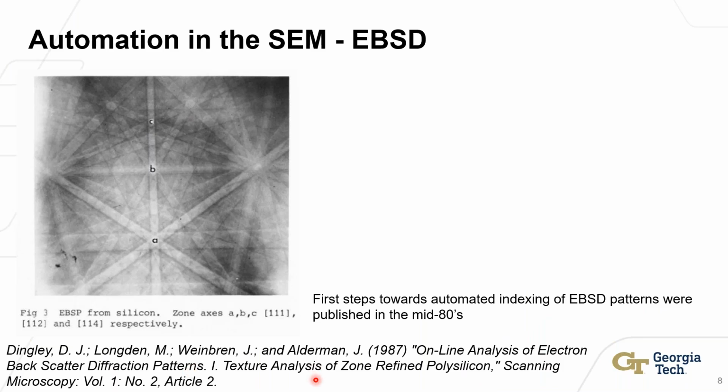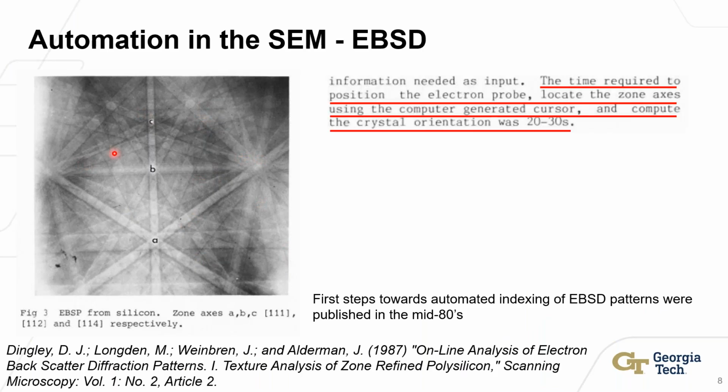Back in the mid-80s, David Dingley developed quasi-semi-automated techniques to extract the orientation from an EBSD pattern. So here we see an EBSD pattern. It's just looking at silicon. In the initial approach, you'd go through and identify the zone axes, run it through a program to extract out the orientation. As he detailed in the paper, you're looking at about 20 to 30 seconds for every crystal orientation. Which meant you could go in there and get one pattern per grain if you knew where the grain boundaries were and start to get a sense of how orientation was distributed in a material.